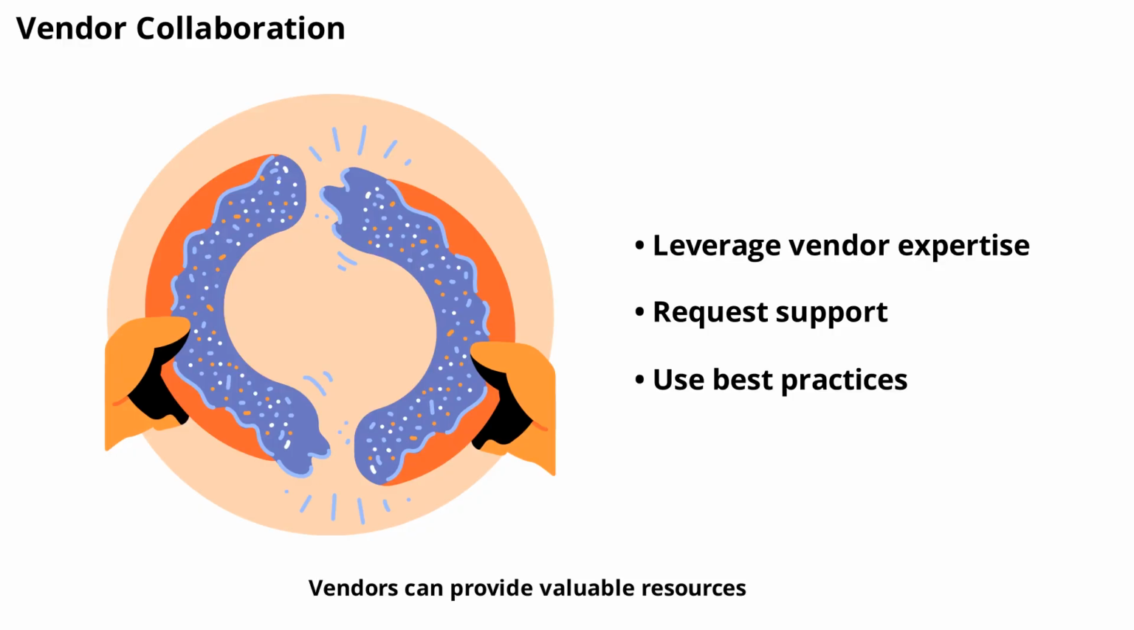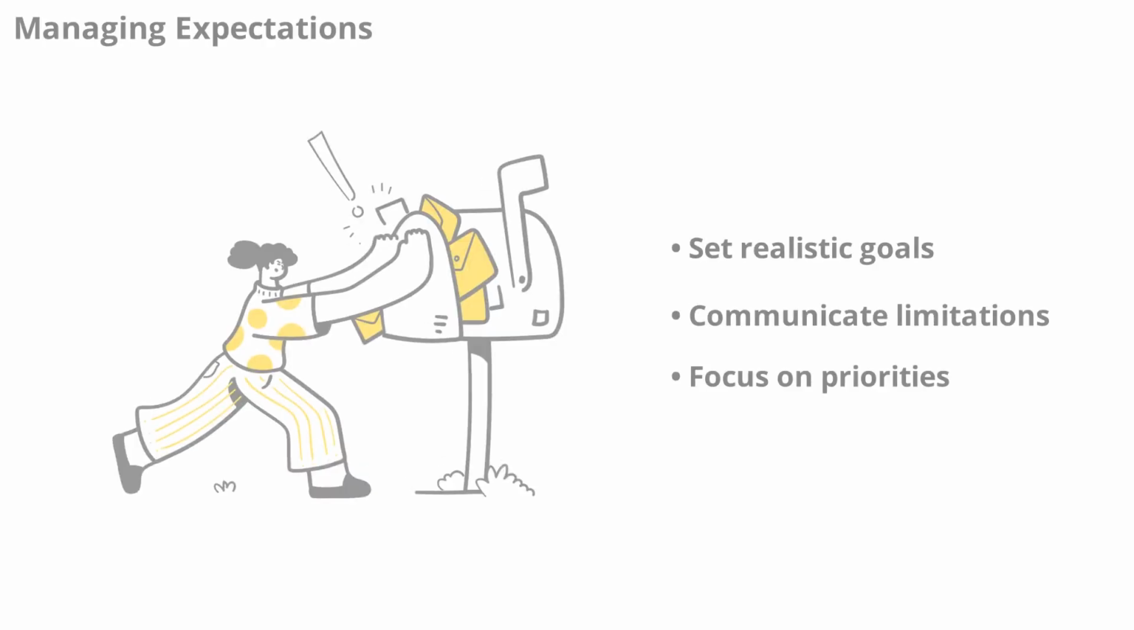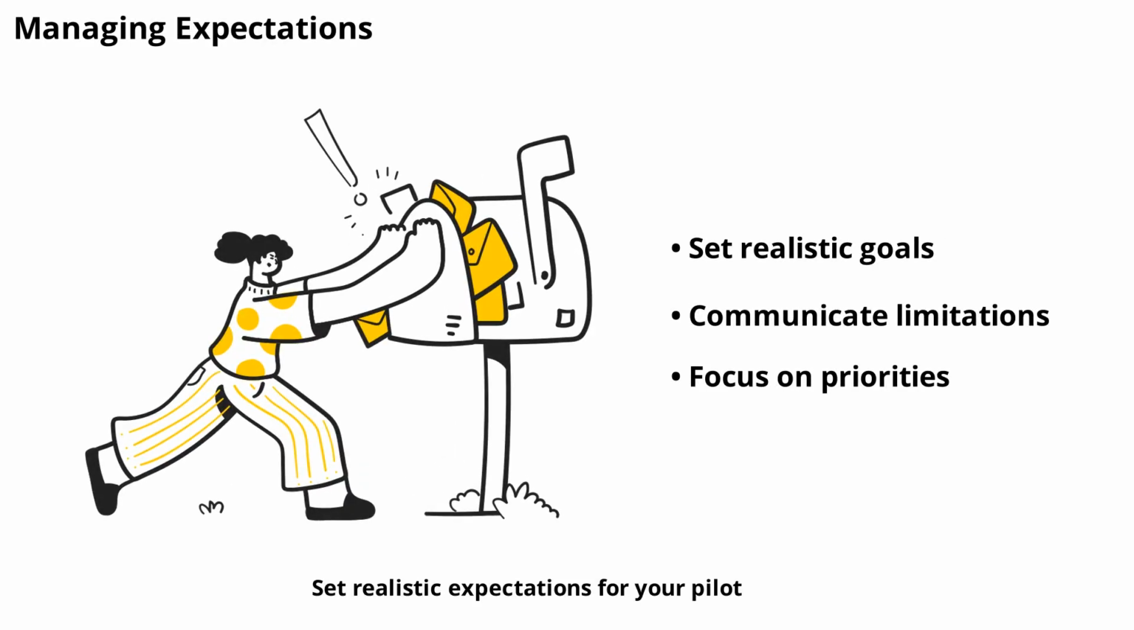Vendors can provide valuable resources, such as training materials or technical support, to help your pilot succeed. Open communication with your vendor ensures you get the most out of your trial period. Set realistic expectations for your pilot. Communicate that not all features or integrations may be fully tested in 14 days. Focus on high-priority areas and be transparent about limitations. Managing expectations helps prevent disappointment and keeps stakeholders supportive throughout the process.